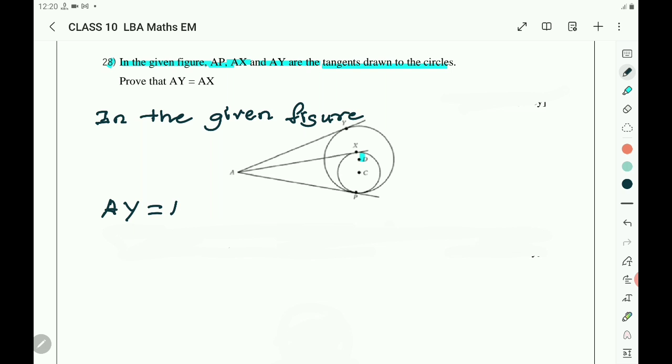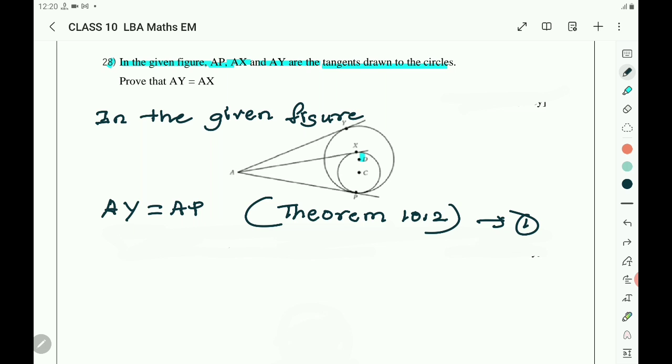AY equals AP. Reason: theorem 10.2. Tangents to a circle drawn from the external point are equal. Consider this as the first. The same theorem can be used for the circle with center C also.